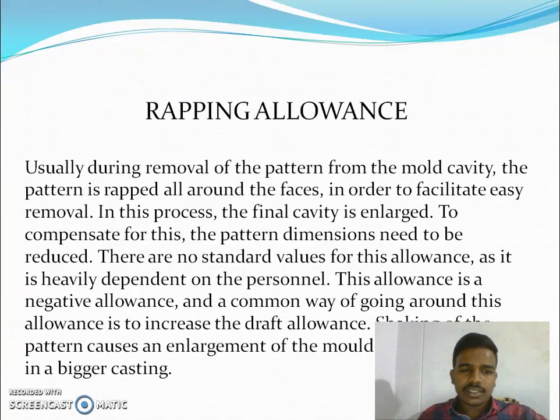Next is rapping allowance. Usually during removal of the pattern from the mold cavity, some sand will stick to the pattern, which means we cannot remove it easily. For this purpose we will shake the pattern to the sides and to all four sides, so that the pattern can be easily removed. For this purpose they will give some less size to the pattern, so that after it's shaken the size will be increased.